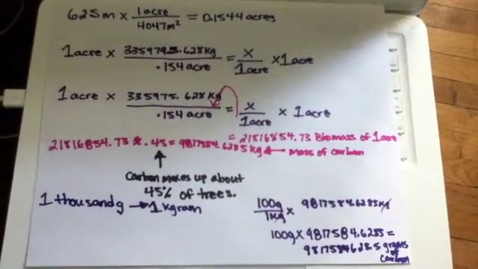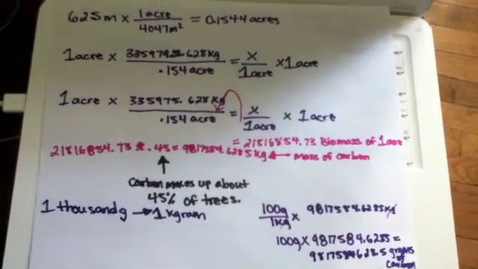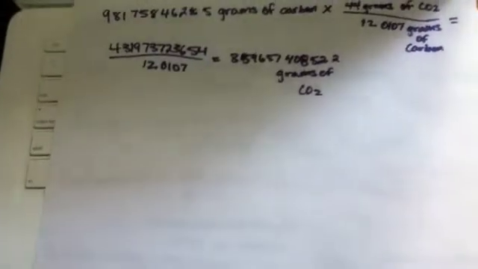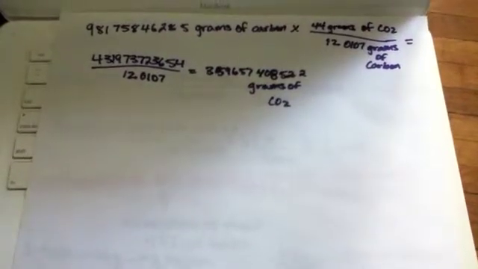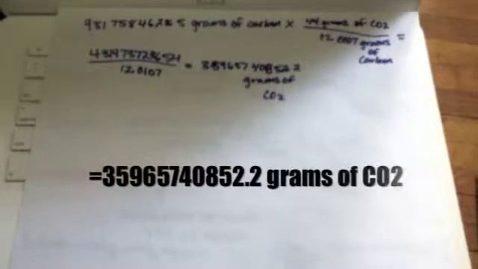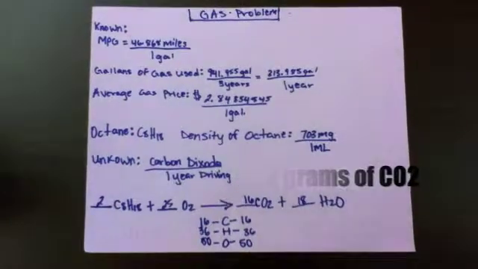1,000 grams converts to 1 kilogram. So 1,000 grams divided by 1 kilogram times the mass of carbon ends up as 981758462.8 grams of carbon. That number you have to multiply by 44 grams of carbon dioxide and divide by 12.010 grams of carbon. Then you do 43197372364 divided by the grams of carbon, and that gives you 35965740852.2 grams of carbon dioxide.